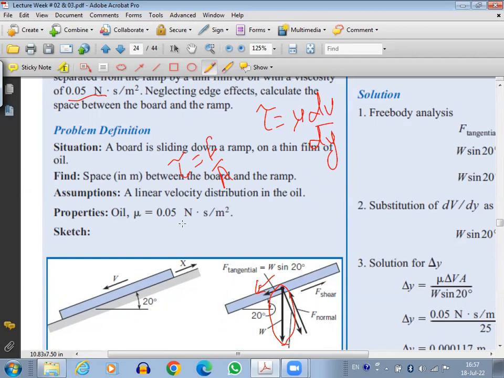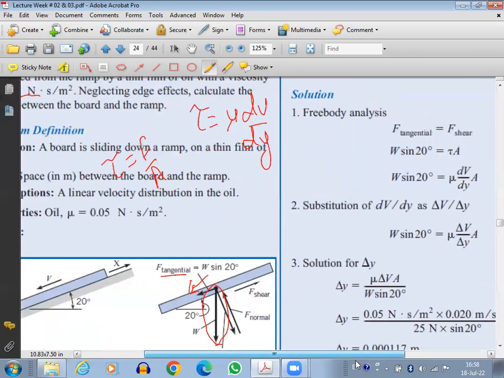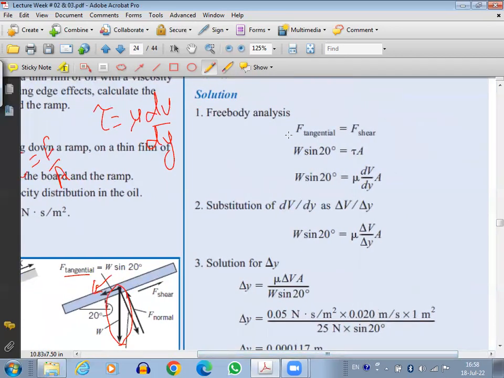Okay. So you have the ramp at 20 degrees, weight is acting downward. The component of the weight in the direction of the ramp will be W sine 20. Okay. So W sine 20 is this tangential force. So this tangential force will be tau into A, tau multiplied by area. So let's put it here. This is the tangential force, which will be the shear force, tau into area.